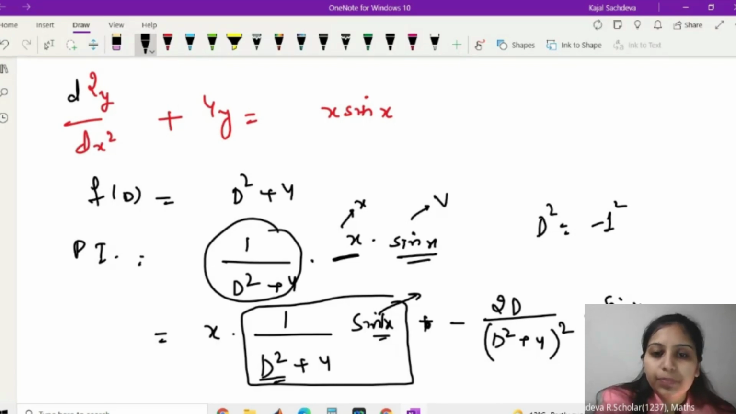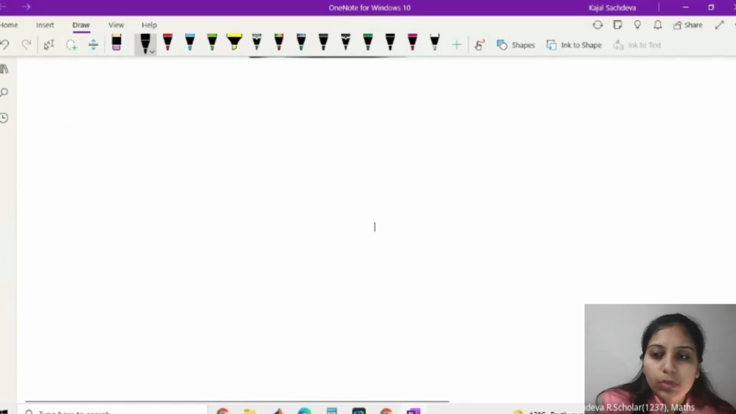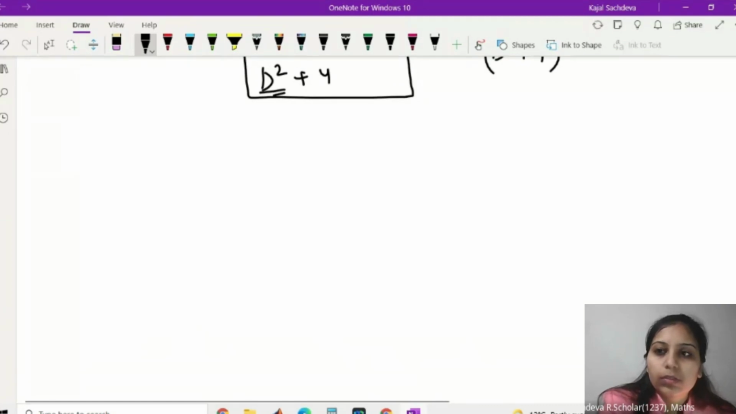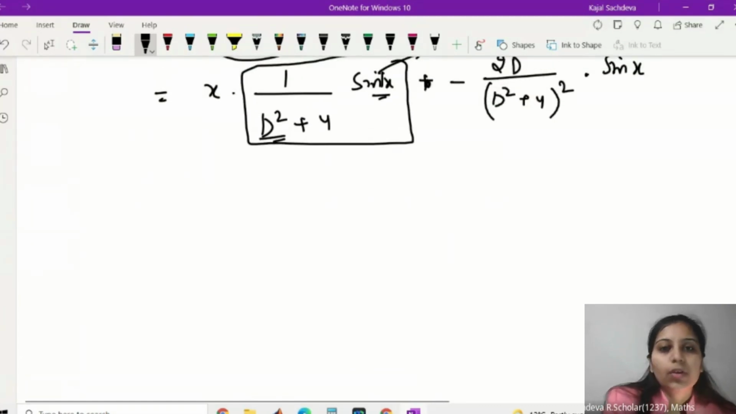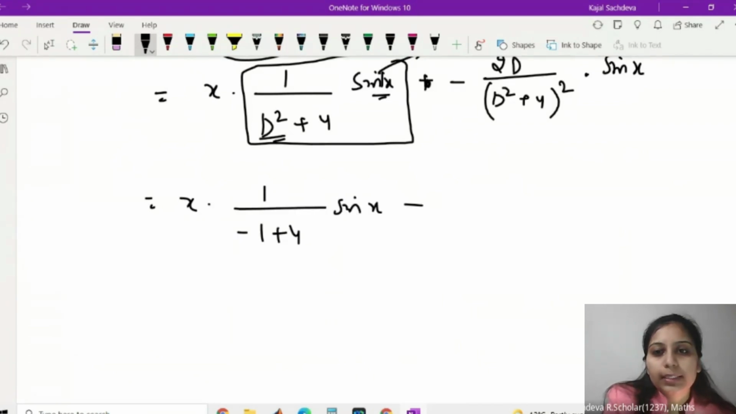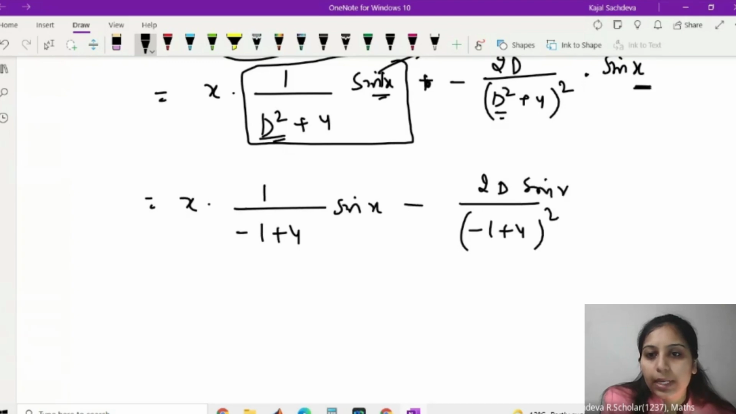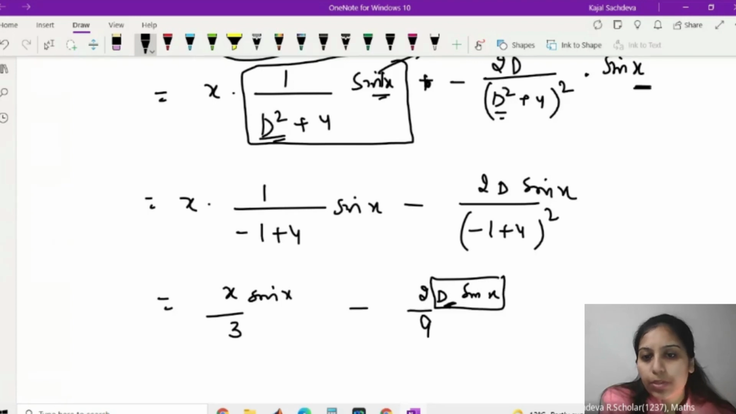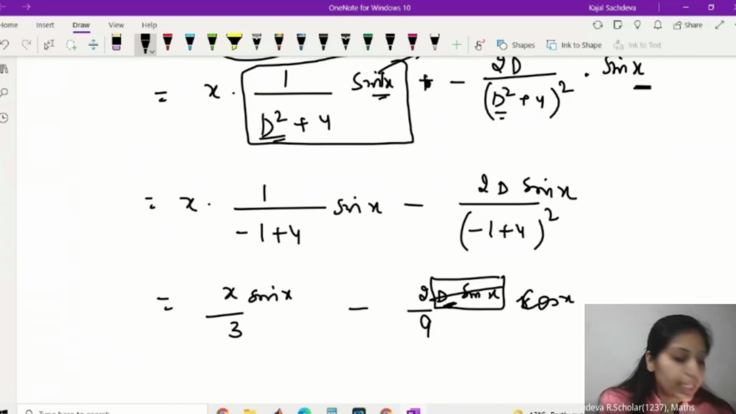We will get x into 1/(−1 + 4) sin x. And here also replace D² by −1²: −1 + 4 into sin x. So we get the answer here as −2D/9 sin x. What stands here? D is for differentiation. So the differentiation of sin x is cos x. So this is the required particular integral in our case.